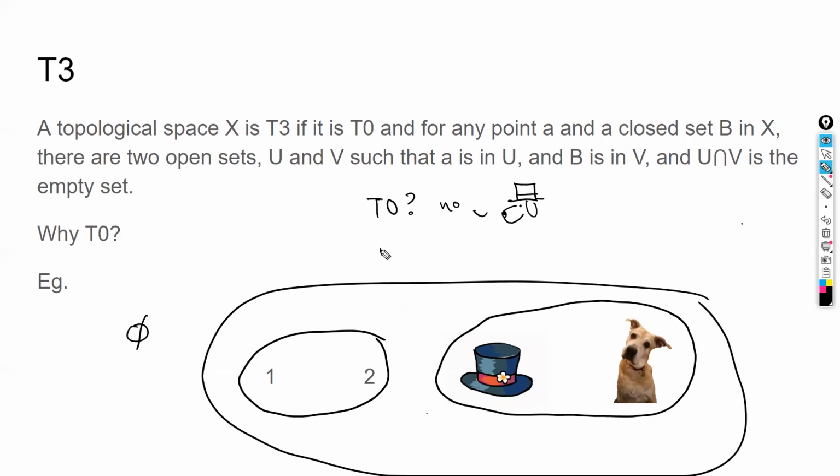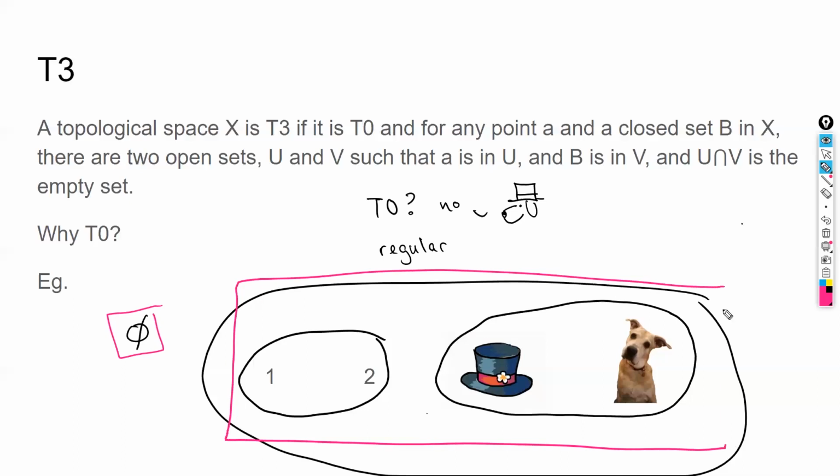But is the set regular? Well, I need to check. What are my closed sets, first of all? Well, I have 4 closed sets. Remember that the closed sets are complements of open sets. The closed sets are going to be the empty set, which is the complement of the whole thing, the whole space, which is the complement of the empty set, the complement of the set containing 1 and 2, which is the set dog, hat, and the complement of the set dog, hat, which is the set 1, 2.